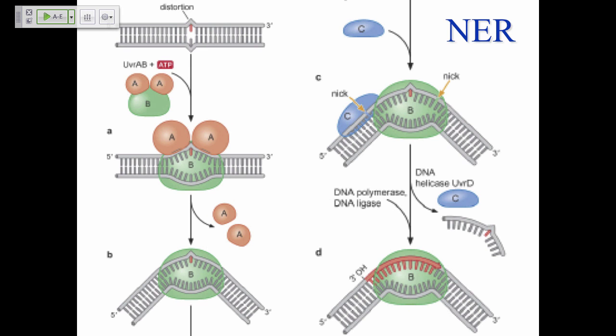Again, don't worry about memorizing all of these things. Just that UVR-A, B, and C are what's important for the process. Again, when you draw up your concept map, nucleotide excision repair, what happens? What are the things that you need to do it with?